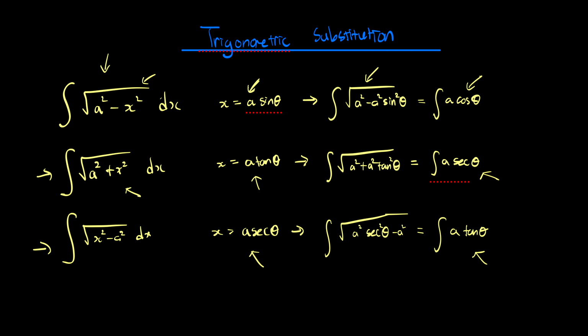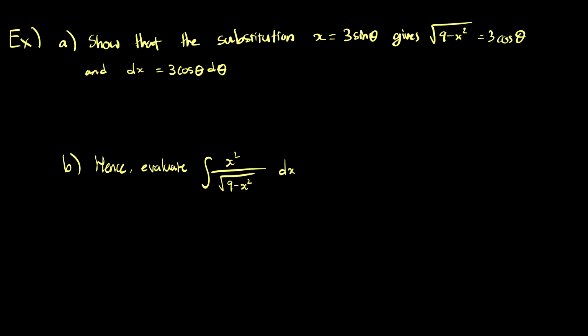So let's take a look at an example problem. Part A says, show that the substitution x equals 3 sine theta gives square root of 9 minus x squared equals 3 cos theta, and dx equals 3 cos theta d theta. So this one is pretty straightforward to do.